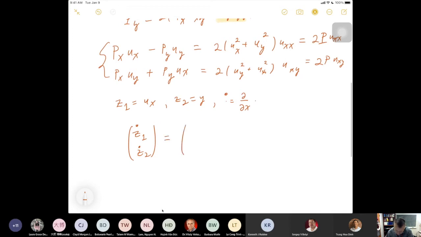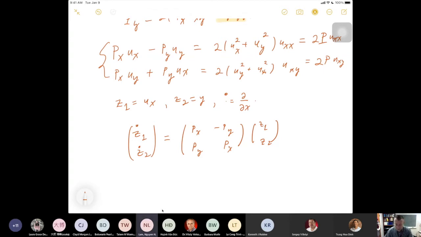And then in the matrix form, I have px minus py, py, px, then z1, z2. All right, so this is a homogeneous system of ODEs, and I have two of them.